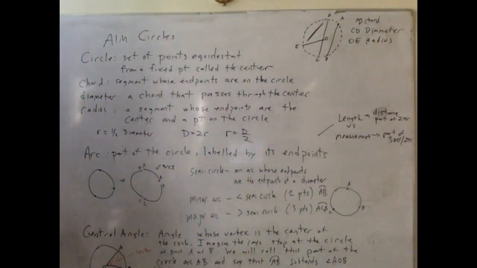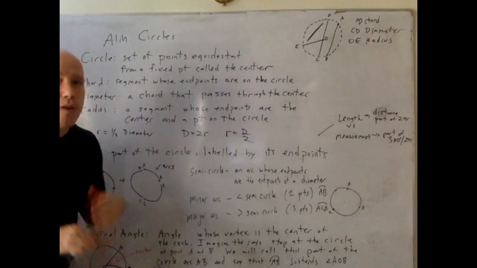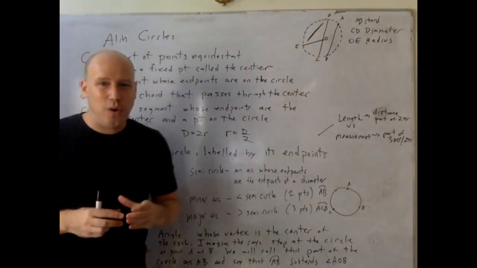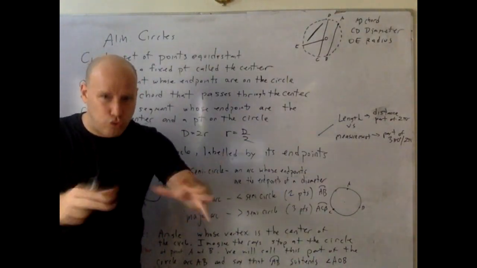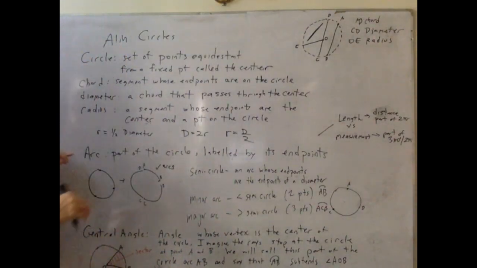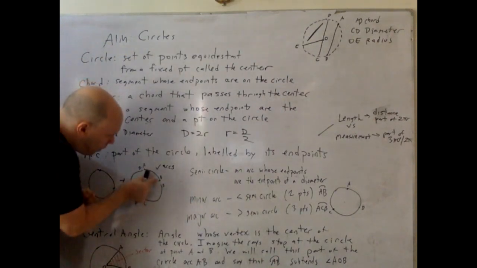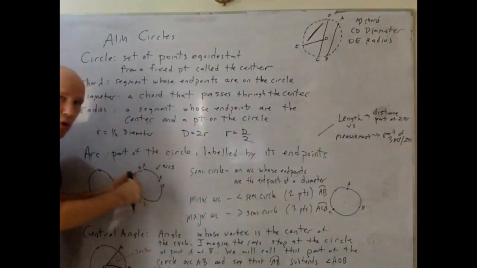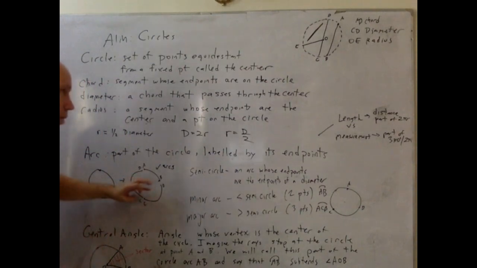Good, let's continue. An arc. An arc is part of the circle labeled by its endpoints. I want you to imagine that you have a glass circle and you drop it on the floor. Those pieces are arcs. Okay? And we can see here that I took my circle and I dropped it on the floor and it broke up to little pieces. These pieces are arcs.